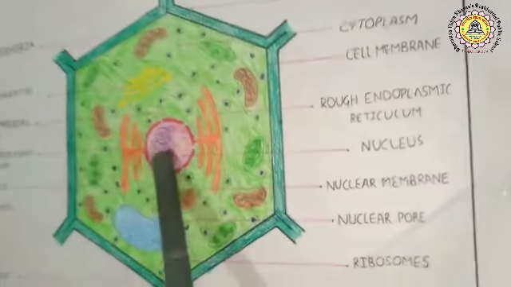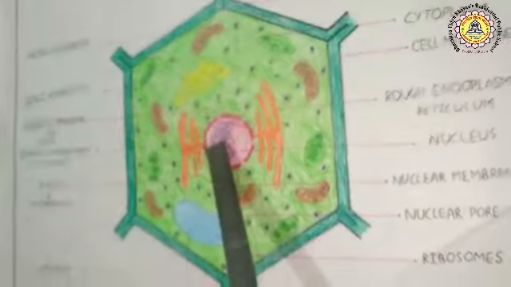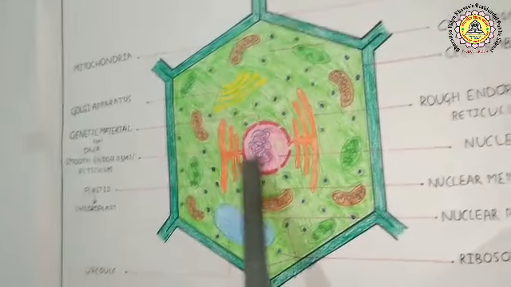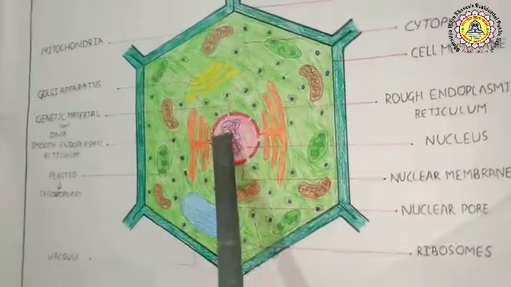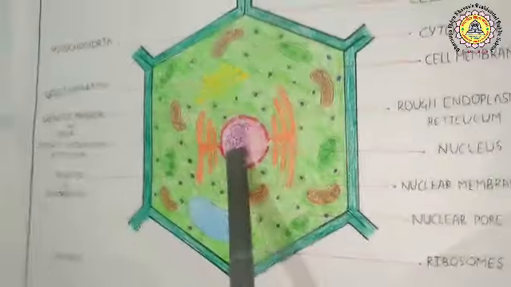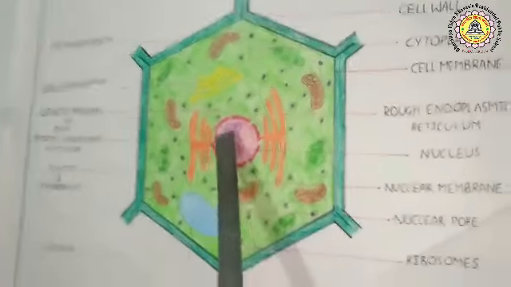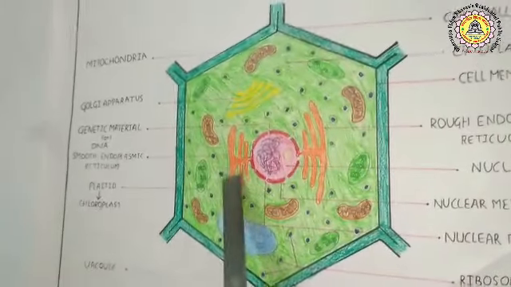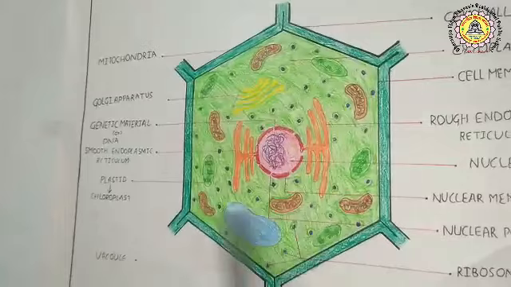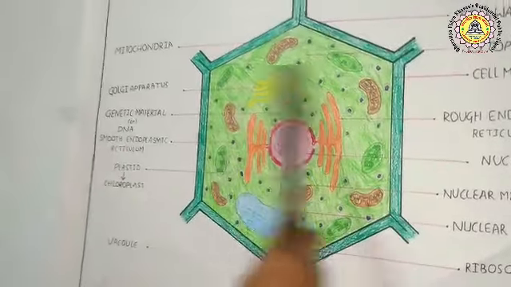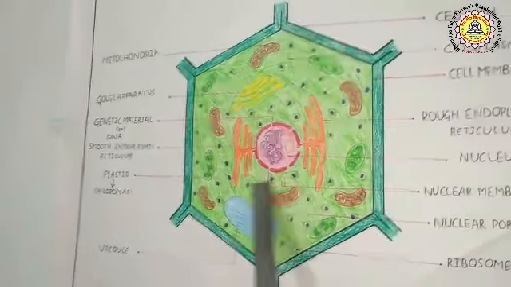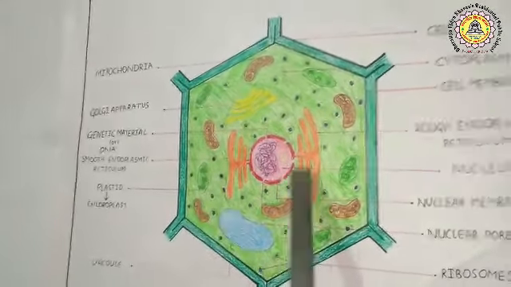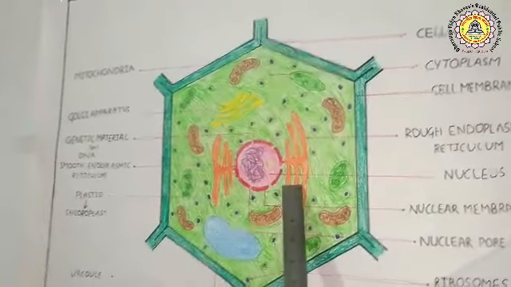Inside the nucleus, chromosomes are present. Chromosomes are thread-like structures made up of DNA and proteins. DNA is the hereditary material. The units of DNA are genes. Next, smooth endoplasmic reticulum. These are mitochondria. Next, chloroplast. These are vacuoles, bigger in size. Ribosomes are either present freely in the cytoplasm or attached to the endoplasmic reticulum.